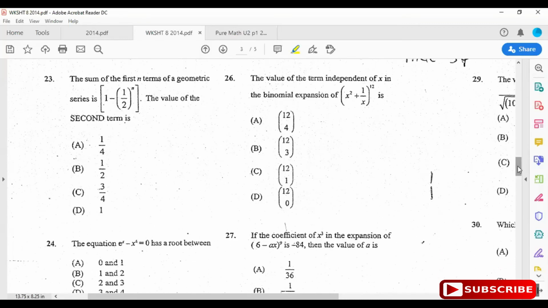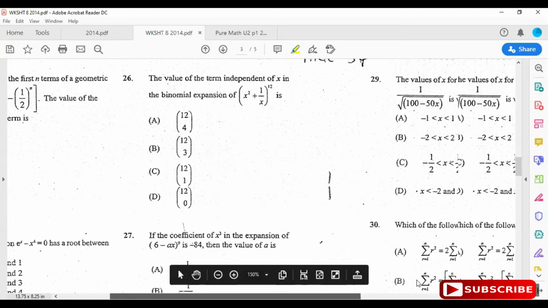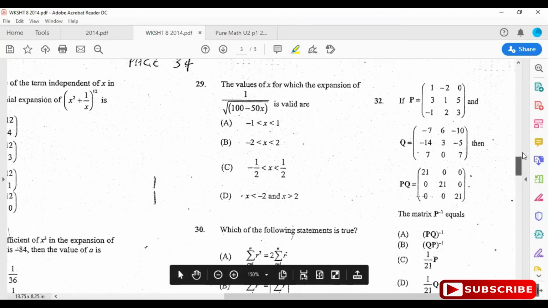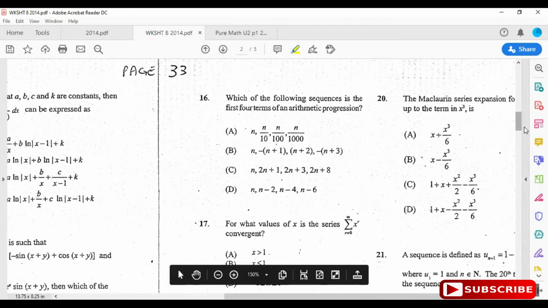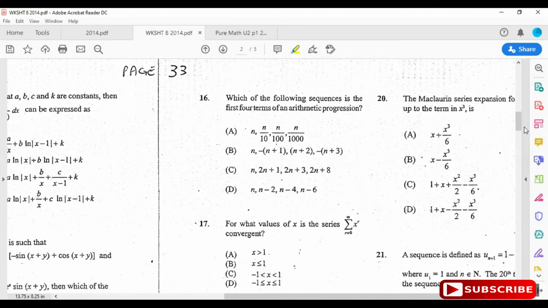All right, question 16. It says, which of the following sequences is the first 4 terms of an arithmetic progression? Which one is it? Because the common difference between them is -2.